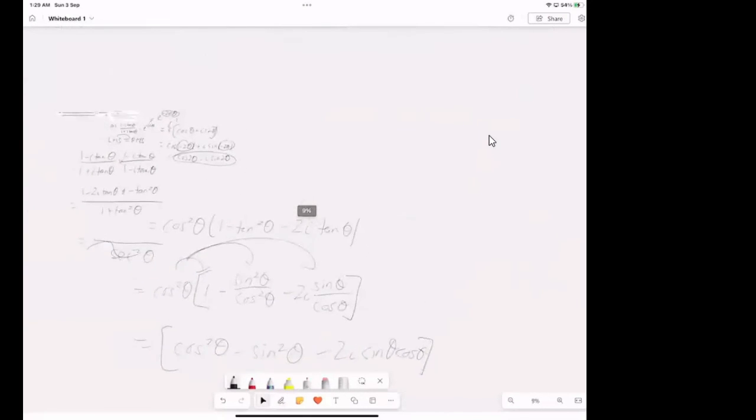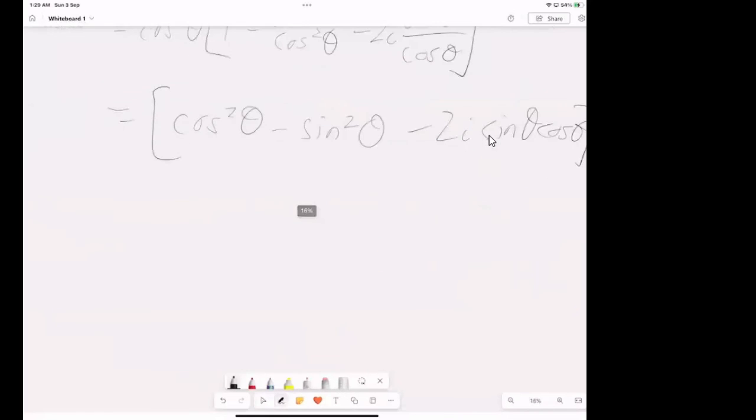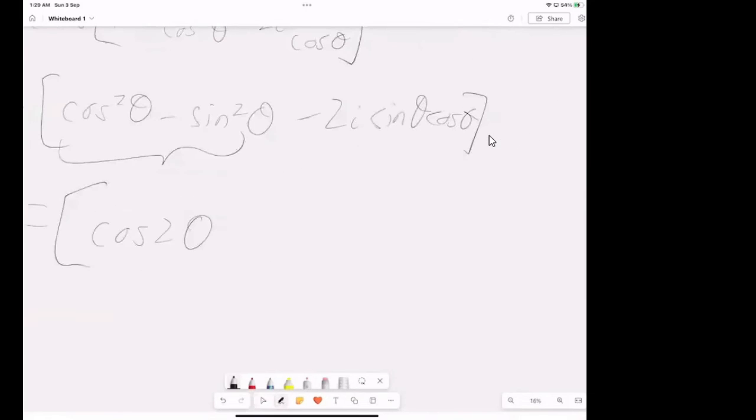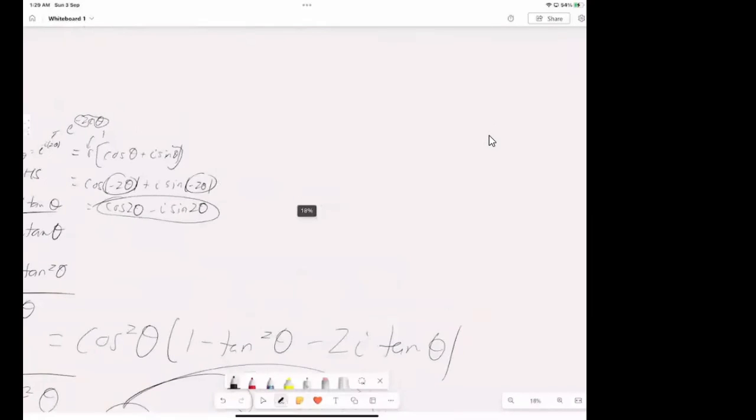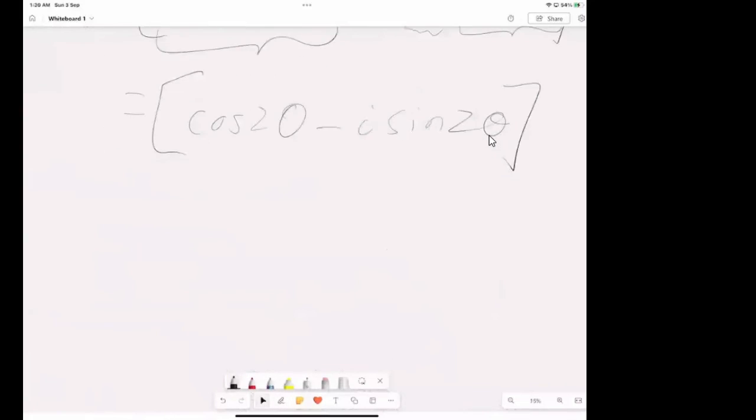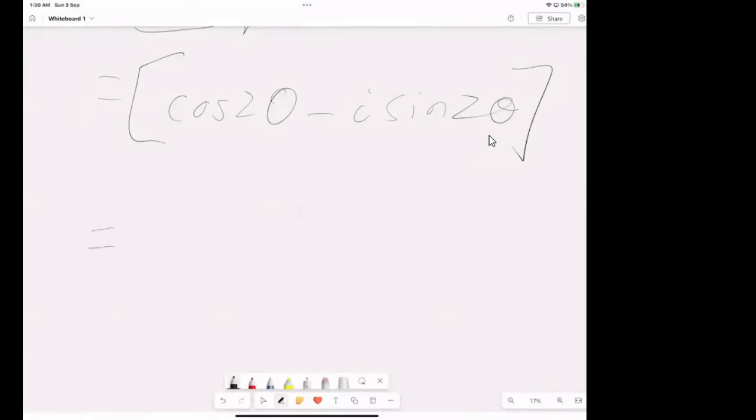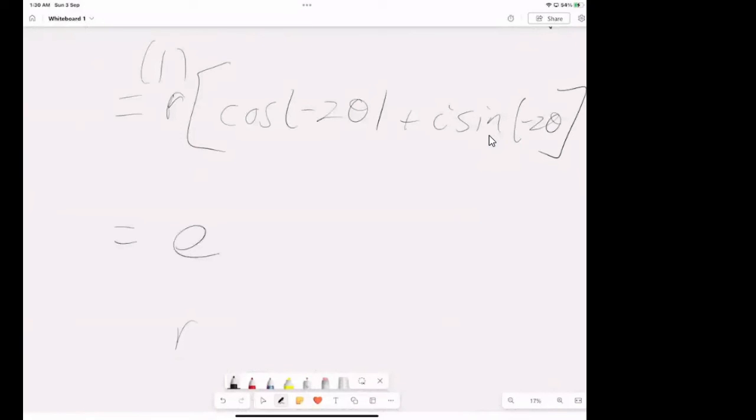So I think you'll see already. Cosine square theta minus sine square theta, from MF26, is cosine 2 theta. And 2 sine theta cosine theta is sine 2 theta, so we have cosine 2 theta minus i sine 2 theta. Okay, so now we go backwards. So this is r, which is 1, cosine minus 2 theta plus i sine minus 2 theta. And therefore, we get e to the minus 2i theta, which equals the right hand side.